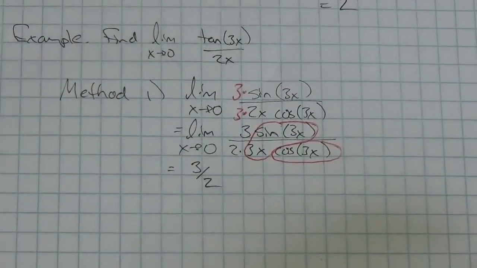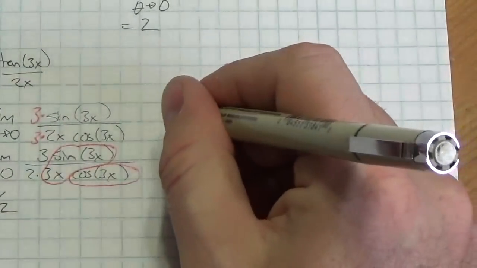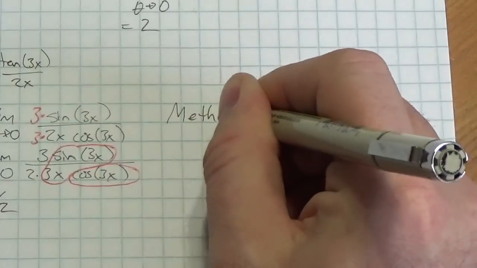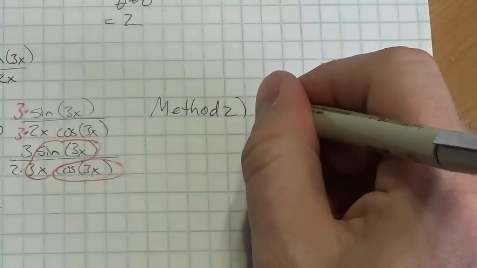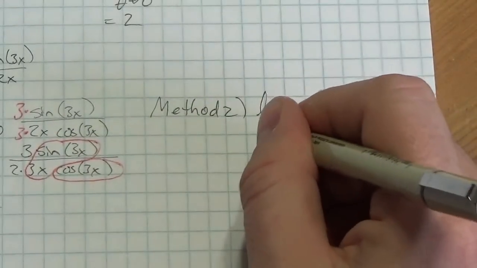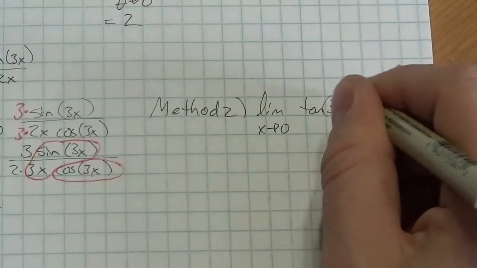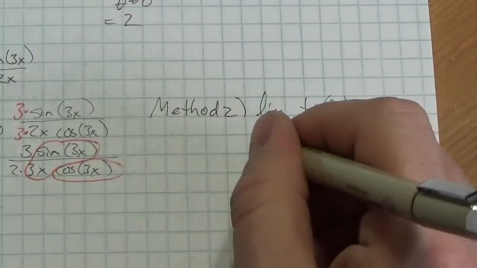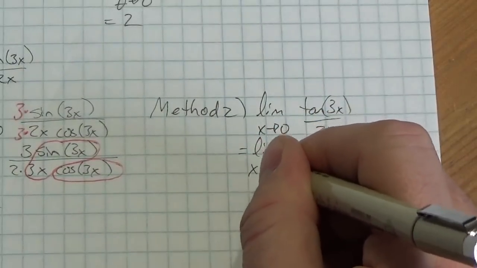Okay? So there's one method of doing this. Now, my method 2, and I'm just going to put it over here, I think, is a little bit more direct here. So bear in mind, I'm starting with the limit as x approaches 0 of the tangent of 3x divided by 2x. Well, this is going to be equal to the limit as x approaches 0.